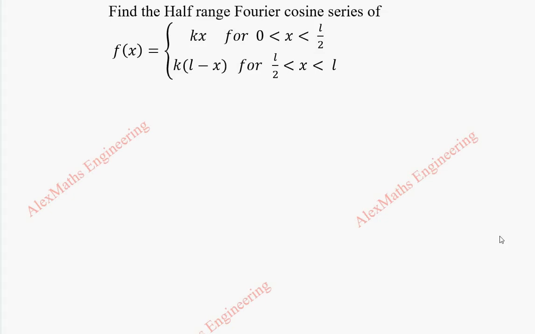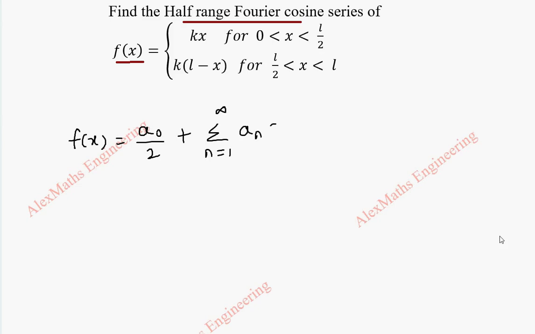In this video, we are going to find the half-range Fourier cosine series for the given function f(x). As a first part, we are going to write the formula. So f(x) = a0/2 + summation n from 1 to infinity a_n cos(nπx/L).